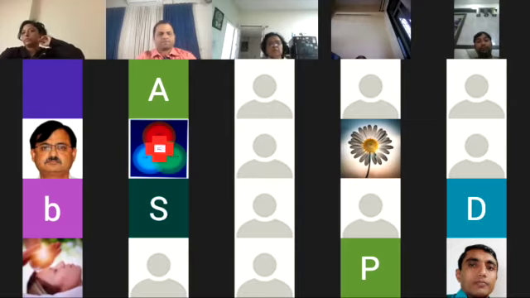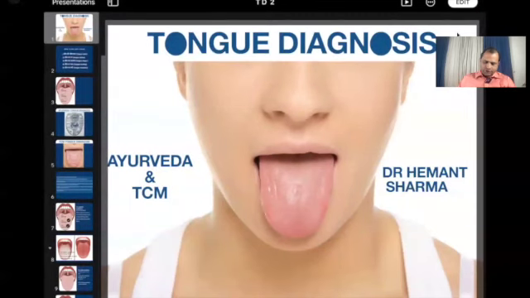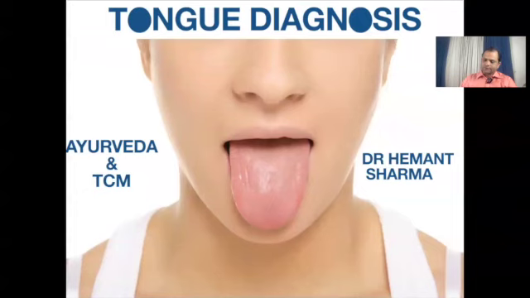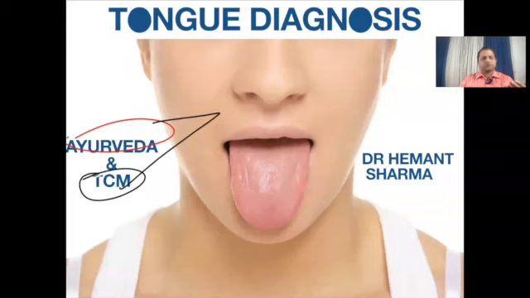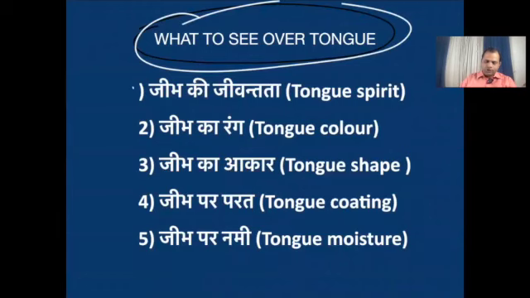Good evening, everyone. So when we talk about tongue diagnosis, it is part of Ayurveda as well as TCM. So we are studying tongue diagnosis in both. They're a little bit different, but the basics are the same. So first, we have to see these 5 things, right? So we are telling the patient, okay, show me your tongue.